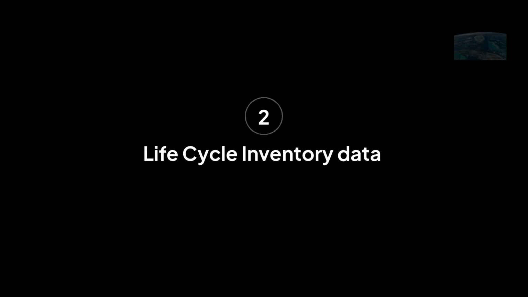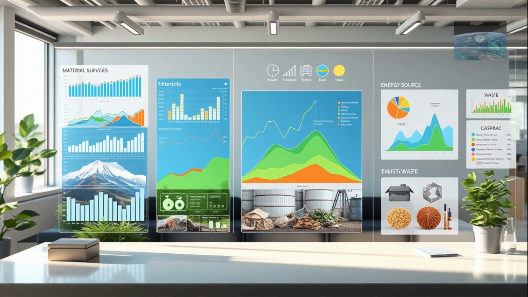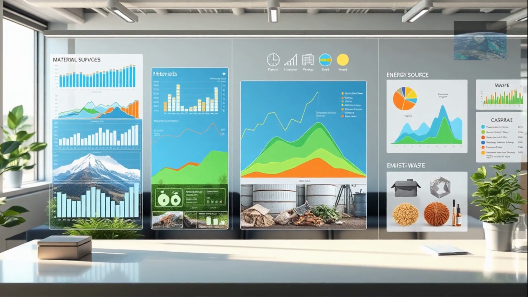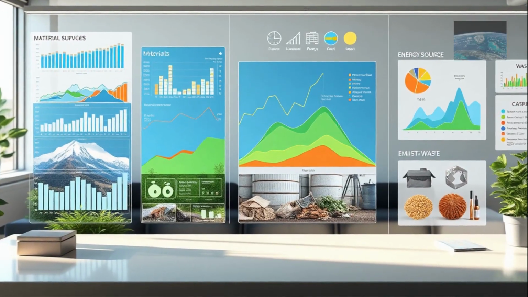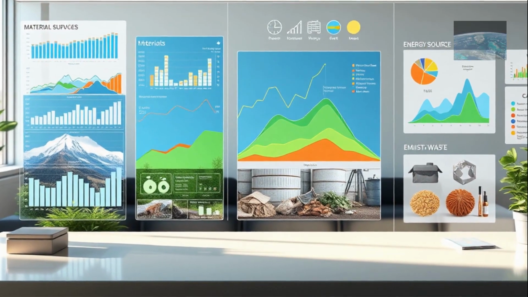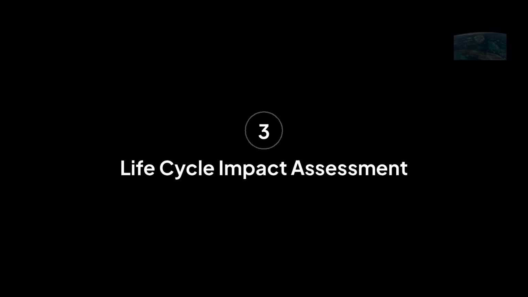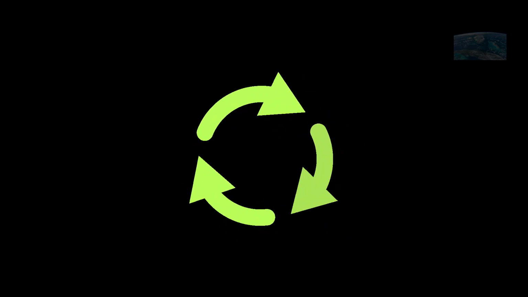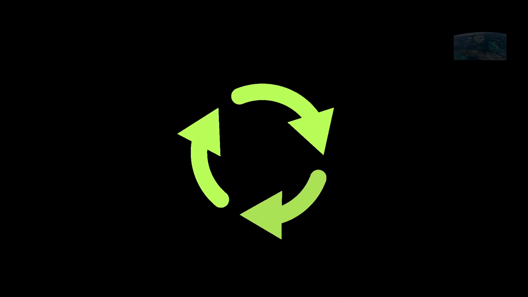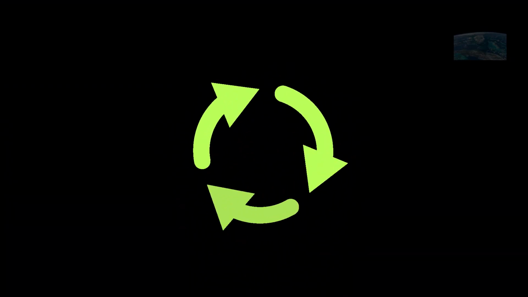Stage 2, Life Cycle Inventory, LCI. This is the data-heavy stage, collecting all inputs and outputs, materials used, energy consumed, water used, emissions released, waste generated. Stage 3, Life Cycle Impact Assessment, LCIA. We convert that raw data into measurable impacts such as climate change impact, acidification, eutrophication, human toxicity, resource depletion.